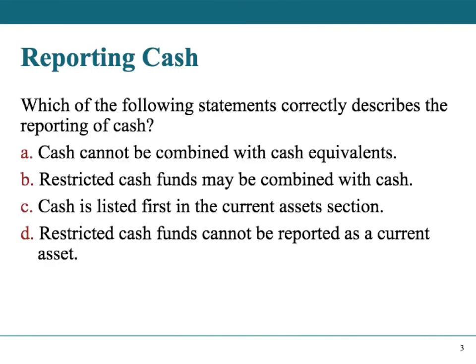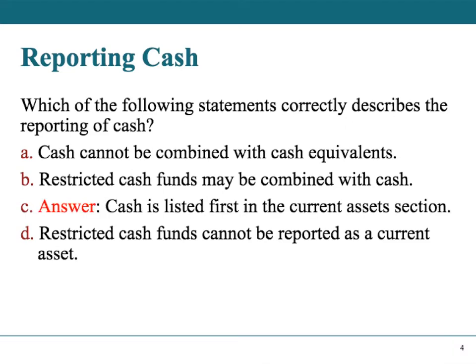Okay, so let's take a look at a multiple choice question. Which of the following statements correctly describes the reporting of cash? Cash cannot be combined with cash equivalents. Well, in the prior slide, we saw that they could. Restricted cash funds may be combined with cash. Prior slide again, I told you no, and it was a separate line. Cash is listed first in the current asset section. That's true. And then the last one, restricted cash cannot be reported as a current asset. You just saw that it is reported as a current asset. So C is the right answer.